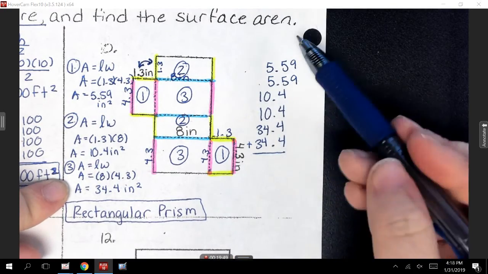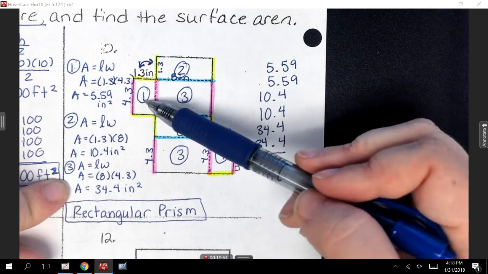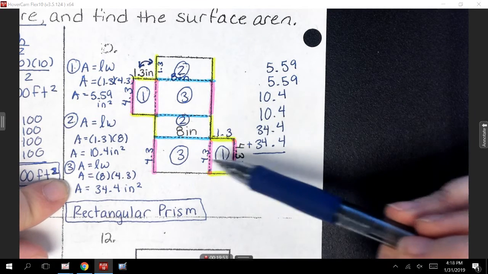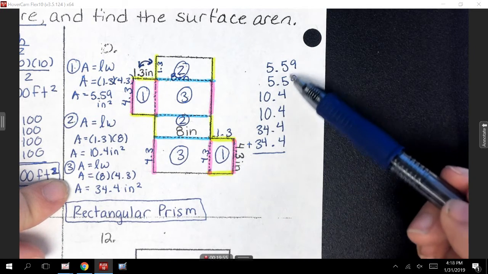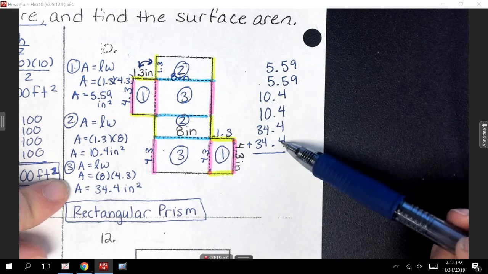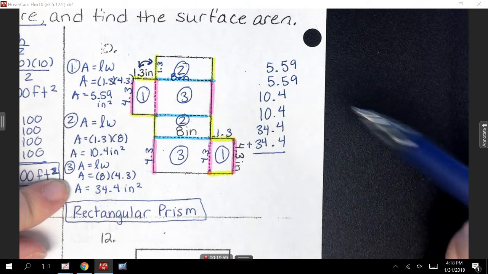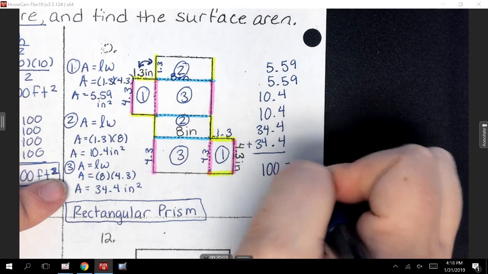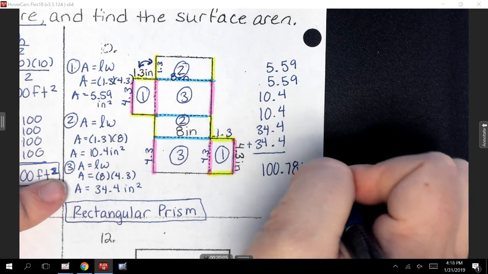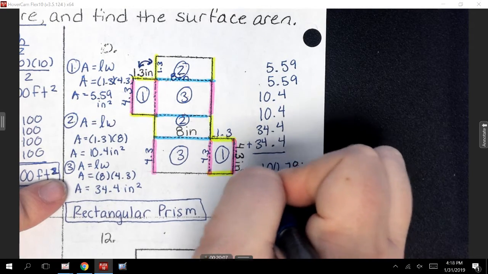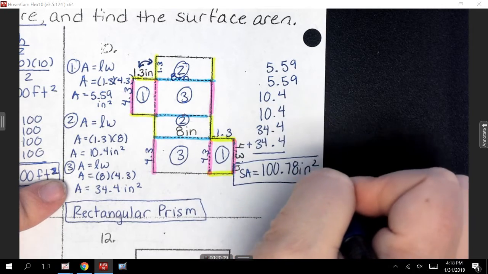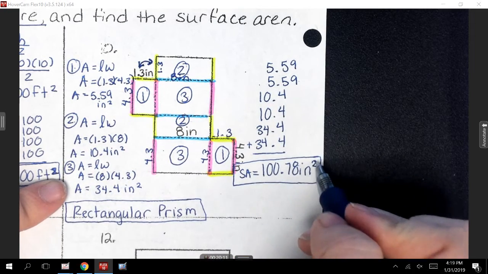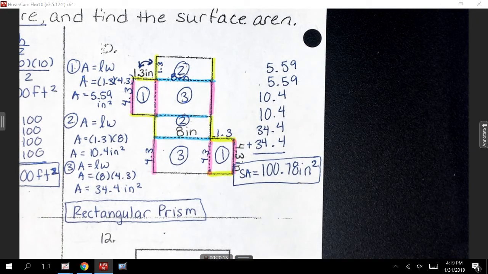All right, and then we're going to add those up. Please remember, guys, we want to make sure that we're writing this, because if I count up now, 1, 2, 3, 4, 5, 6, I have 6 shapes. I also have 6 numbers. It's just a quick way to check that work. So I end up with 100.78 inches squared, and this is my surface area, and I'm going to circle that. Make sure if you're going to write your essay, that is a capital S and a capital A.